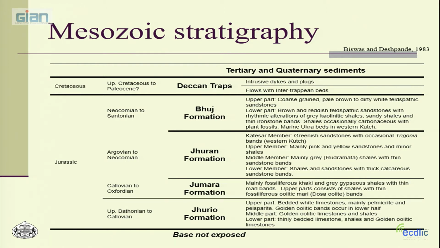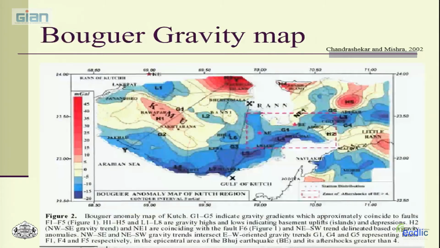And then you had the Deccan traps, Upper Cretaceous to Paleocene, which to an extent have flows with intertrappean beds as well as intrusive dikes and plugs. Okay. I will not get into the details of every formation.